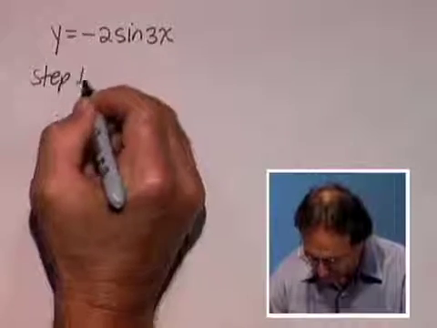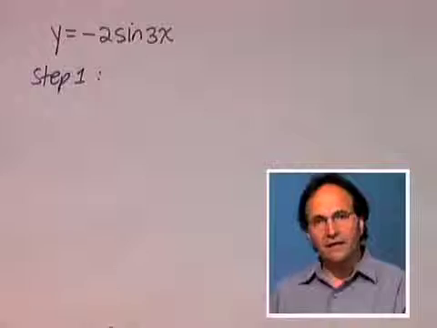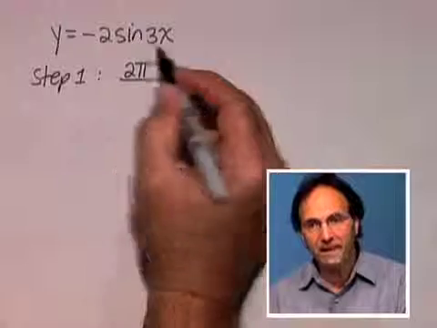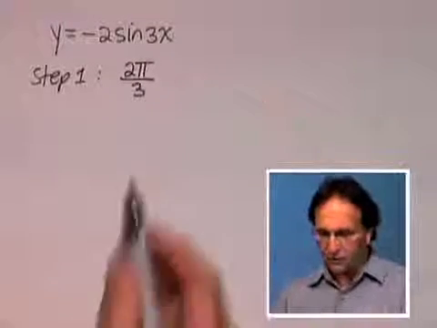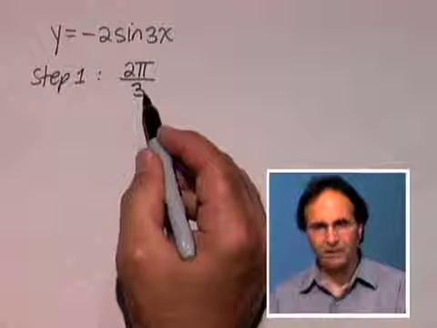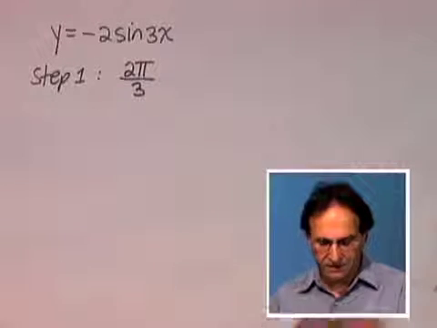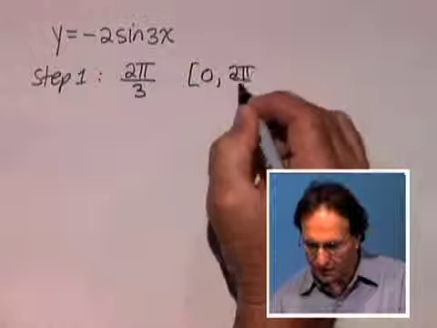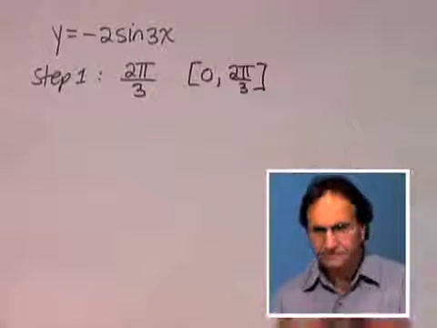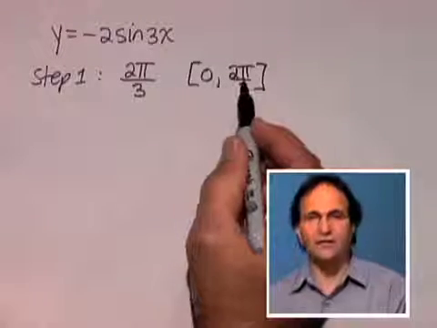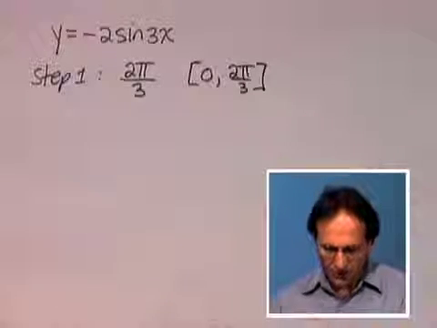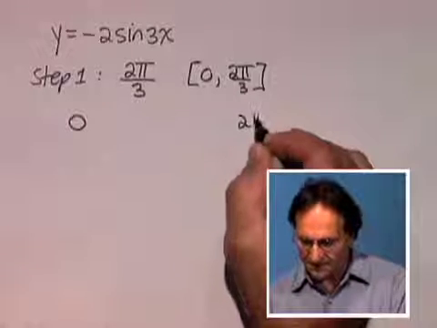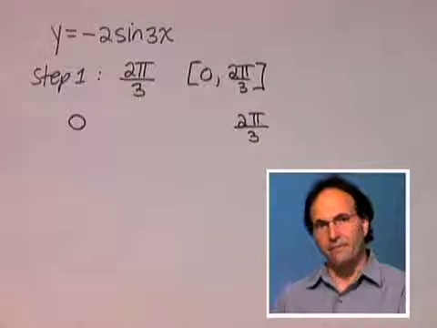Step 1. To find the period, since it's sine, we have 2 pi divided by b, and b is equal to 3. And so the period is 2 pi over 3. That means one complete cycle would happen in the interval from 0 to 2 pi over 3. Now what we need to do is to divide this into 4 equal parts. So we know that we begin at 0 and we're going to end at 2 pi over 3.